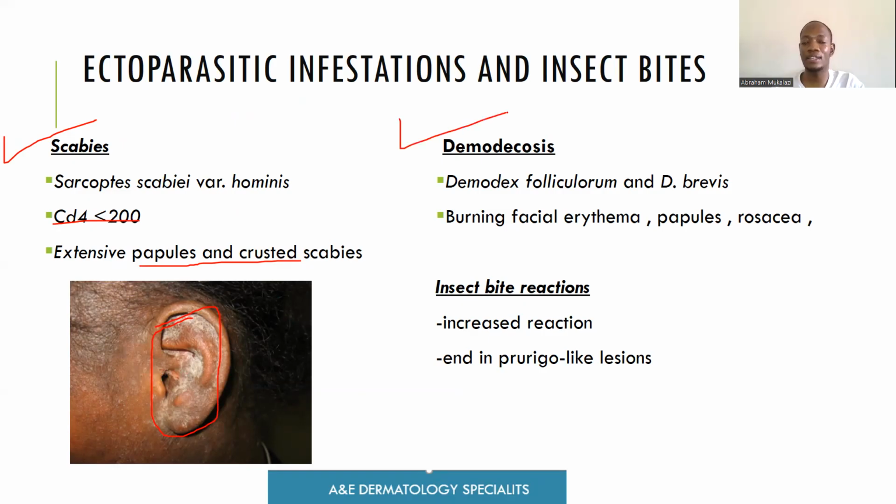Then people living with HIV also suffer from demodicosis, which is usually a normal mite in everybody, but in HIV it ends up causing folliculitis, rosacea, and sometimes even blepharitis. Then insect bites: the papular urticaria that we have seen in other individuals, when it comes to HIV, the reaction is usually severe, and people end up with pruritic or nodule-like lesions just from simple insect bites.